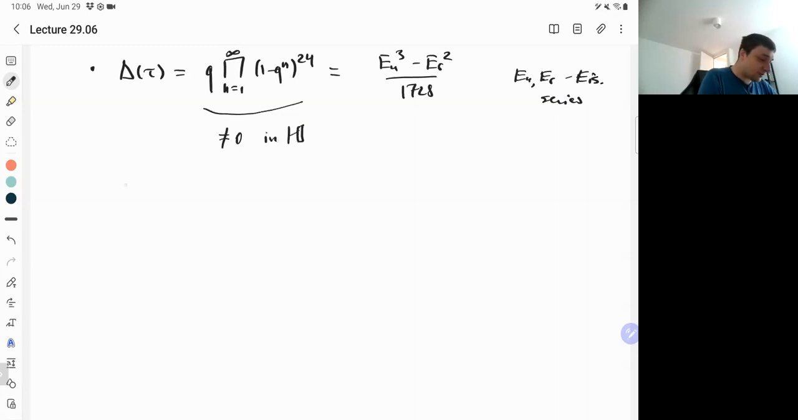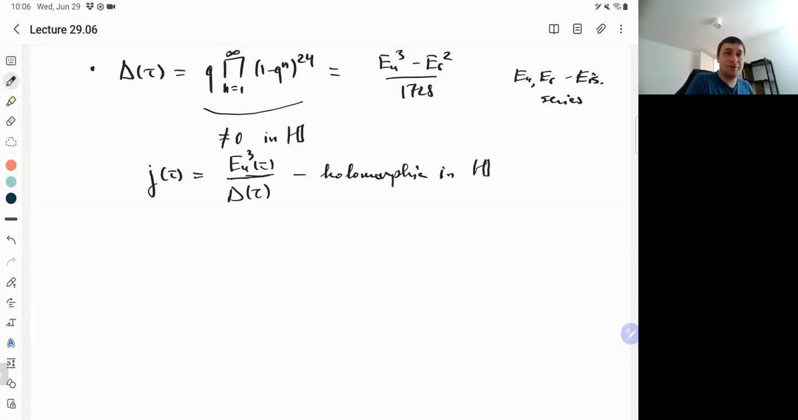And so when I defined the modular J invariant, J of tau was a ratio of E4 cubed by delta. So this thing is holomorphic in the upper half plane, because otherwise, if I divide by delta, I might have gotten some poles. And I didn't look at meromorphic modular forms.